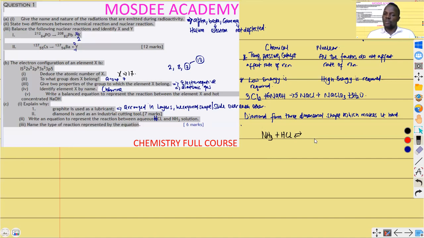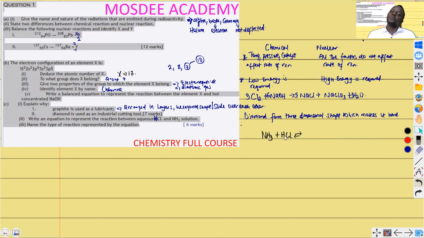It is going to give you one compound, that is ammonium chloride. In fact, this reaction in the laboratory will give white dense fumes.